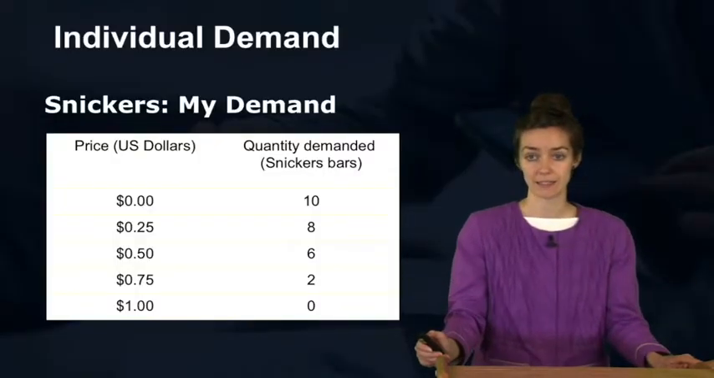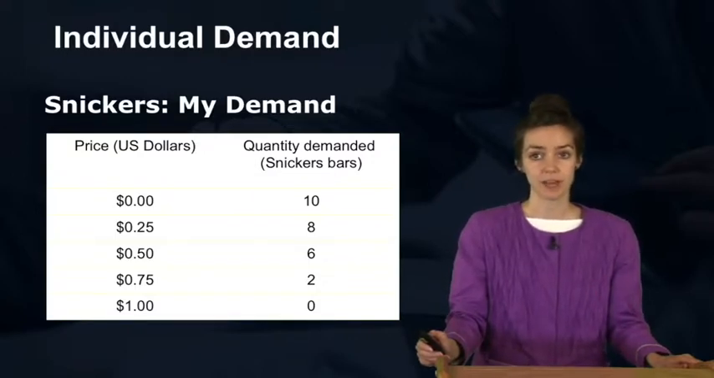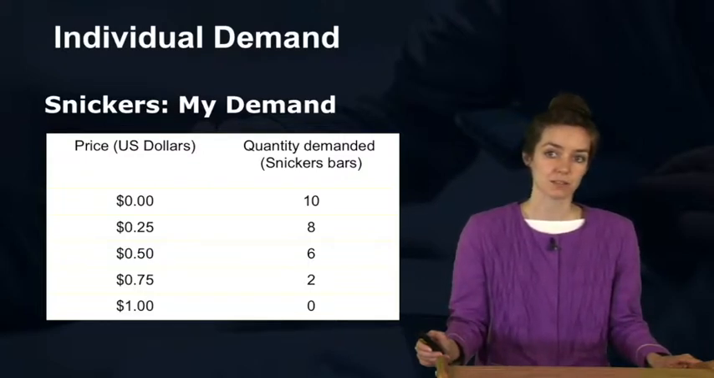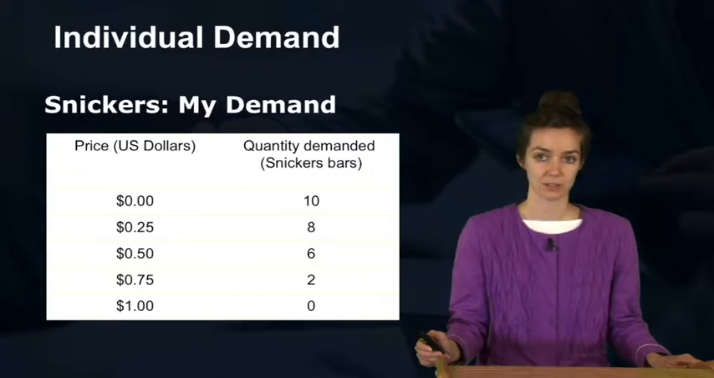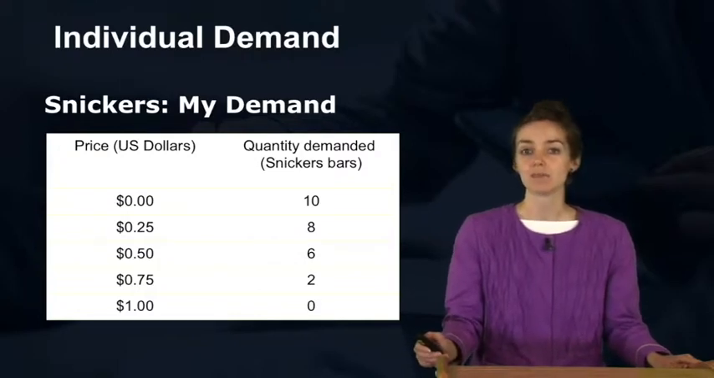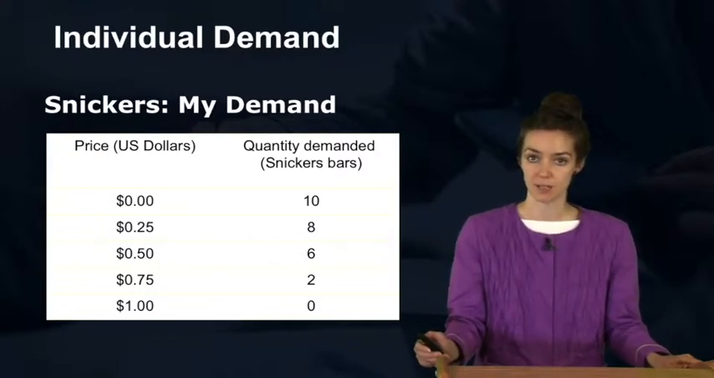Let's take a look at an example. So here we have on the right-hand side quantity demanded for Snickers bars. On the left-hand side we have price. We see that as price increases, our quantity demanded decreases. So we have a negative relationship between price and quantity demanded. For normal goods, this is the type of relationship that we expect to see.